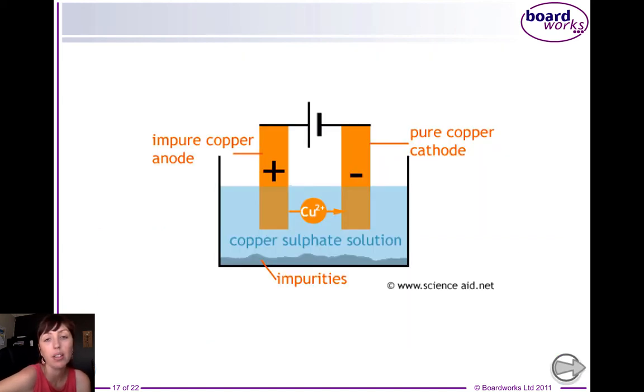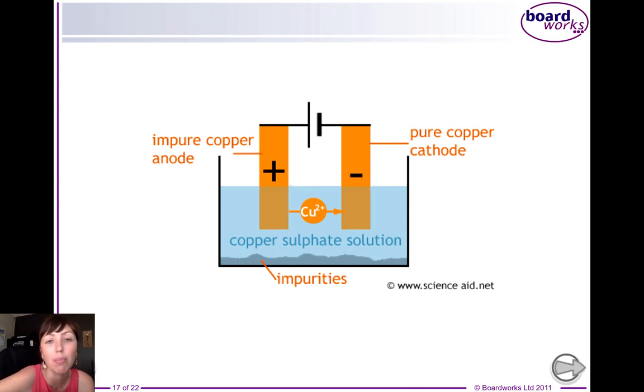All right, so here is a model for you. You can see the positive anode and the negative cathode here. The impure copper anode is placed in here. Electricity runs through. This is a copper sulfate solution. Okay, so this is how the copper is put into the electrolytic cell in a copper sulfate dissolved solution.